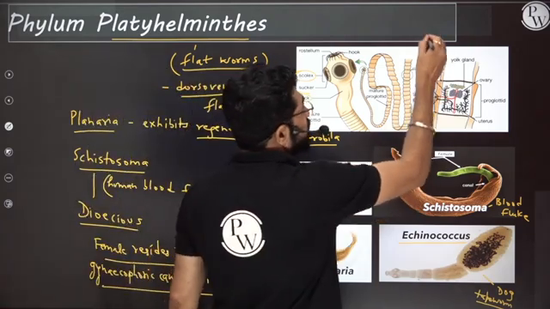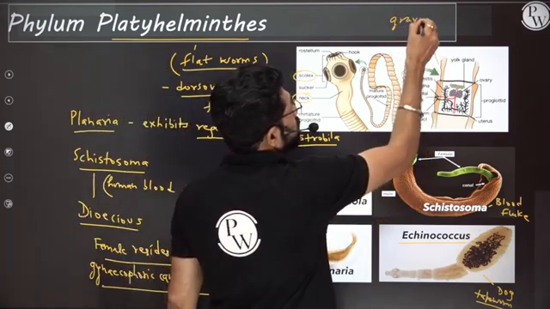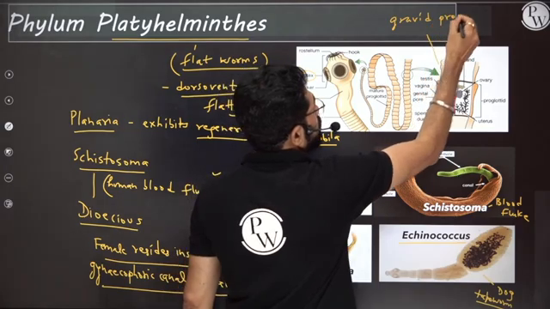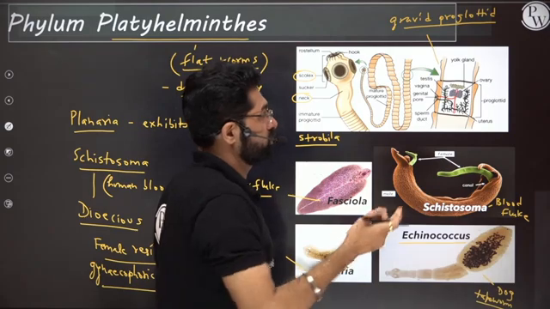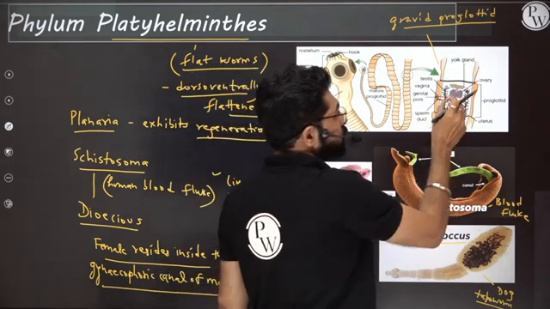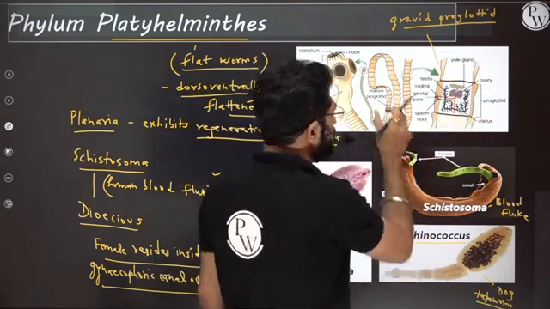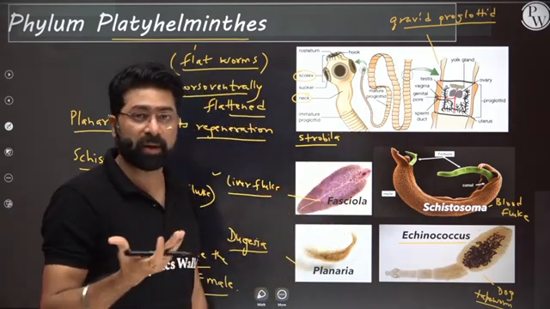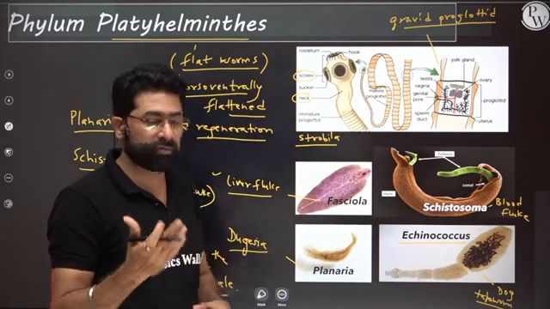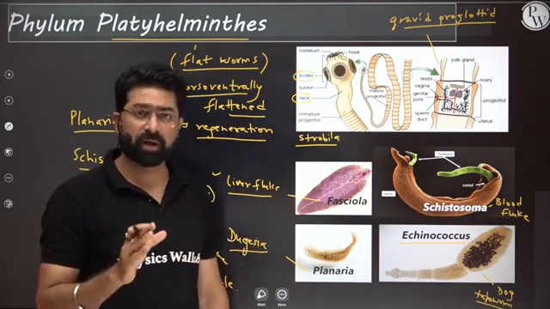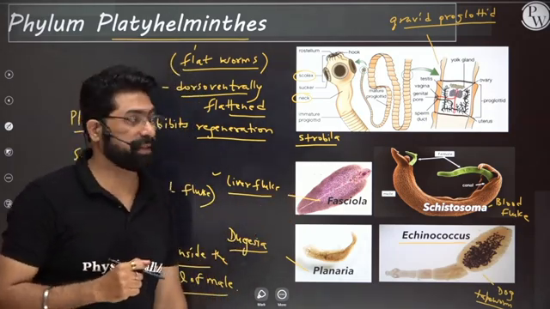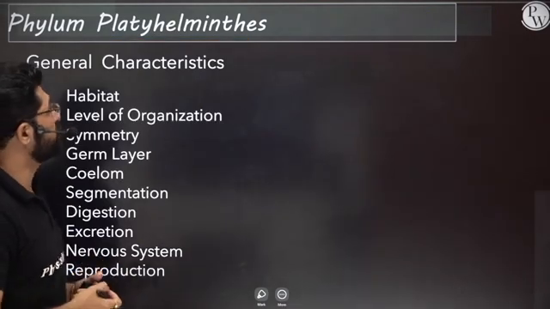Gravid proglottid. So the gravid proglottid is characterized by uterine branching. Here the uterine branches are coming out. In the mature proglottid, you can find both types of reproductive systems, male and female. But in the immature one, you won't find the development of both. Is it okay? Let's continue further.